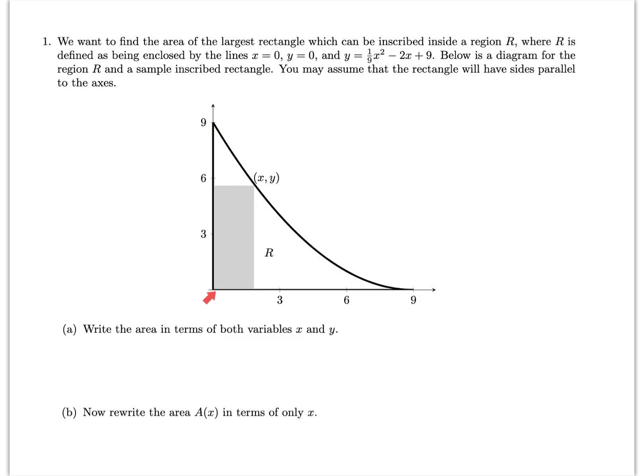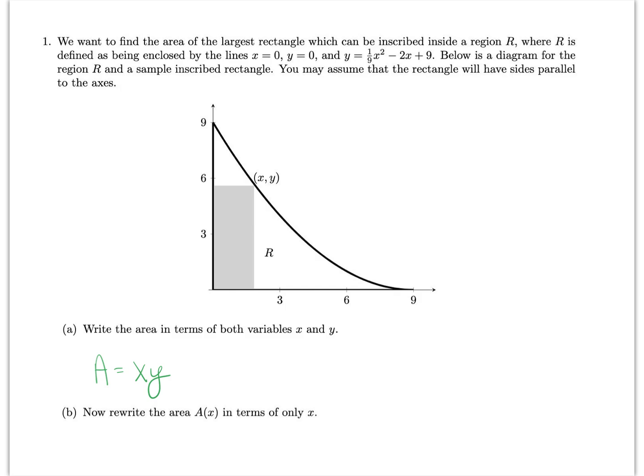So I'm going to have one corner at the origin, one corner on the x-axis, one corner on the y-axis, and one corner on the curve. You can assume that the rectangle will have sides parallel to the axes. Write the area in terms of the variables x and y. This point on the curve we're calling (x, y), which means you go over x, up y to get to that point. So my area is x times y, base times height for the rectangle.